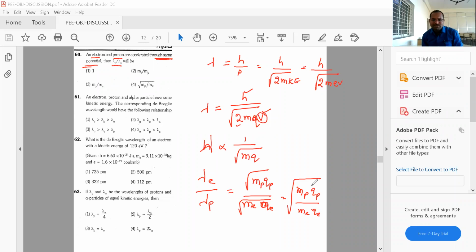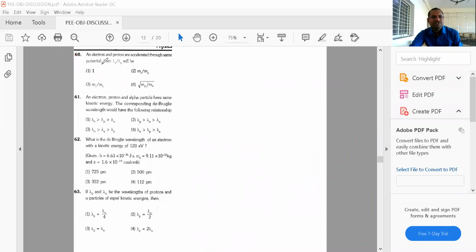We know that the charge of proton and charge of electron are the same in magnitude. Negative and positive are different, but magnitude-wise both are the same. So they cancel. Means lambda E by lambda P is equal to root of MP by ME. So lambda of electron by lambda of proton is equal to under root of mass of proton by mass of electron, because it is inversely proportional. Option 4 is the right answer. Got it, students? This type of question you need to be careful about. They ask this type of question frequently in your board exam and competitive exams. Clear? Okay. Next, question number 61.